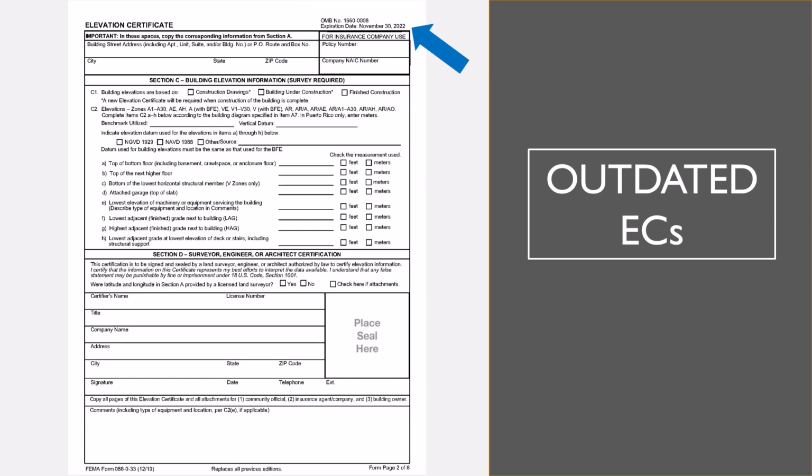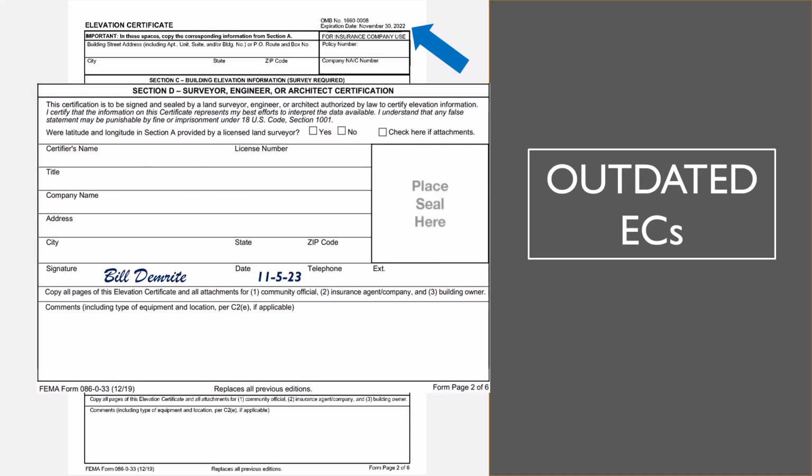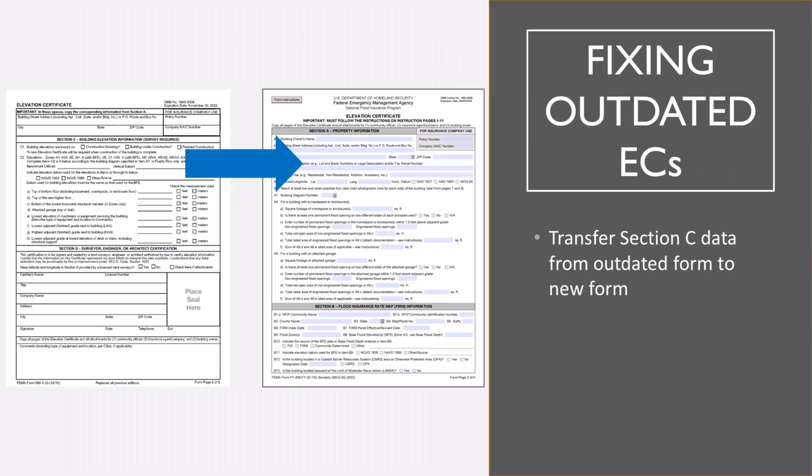Let's discuss a common problem now that the new form is effective. If you as the local floodplain manager receive the previous EC form that is signed and dated after November 1st, 2023, it is an outdated form and should not be accepted. For CRS purposes, it is considered an error. To fix this error, the local floodplain administrator may take the latest elevation certificate, transfer all the information from Section C on the outdated EC to Section C on the new form.